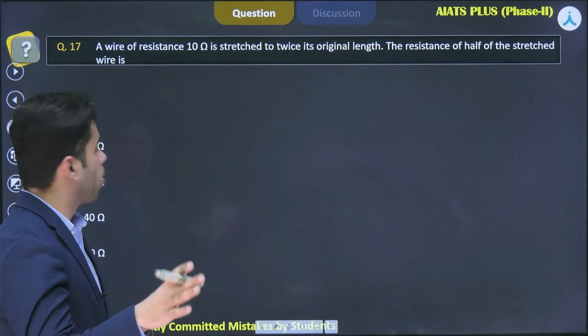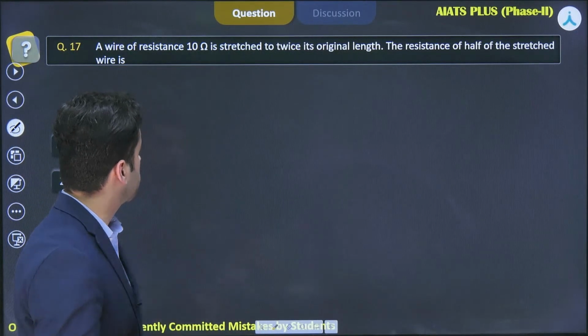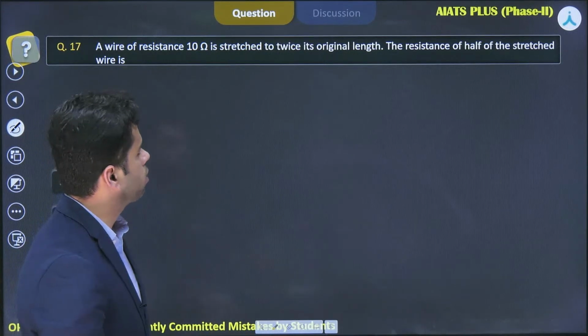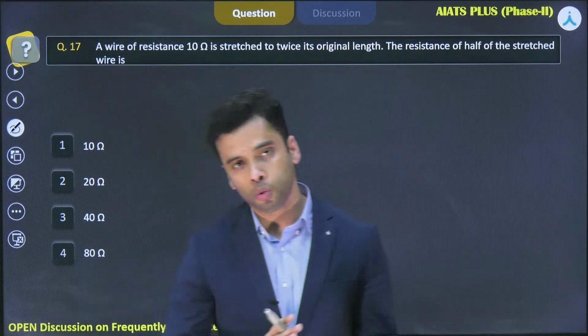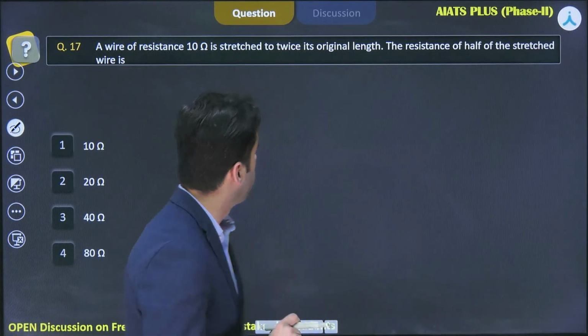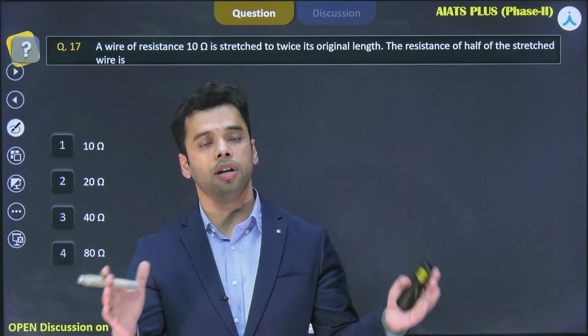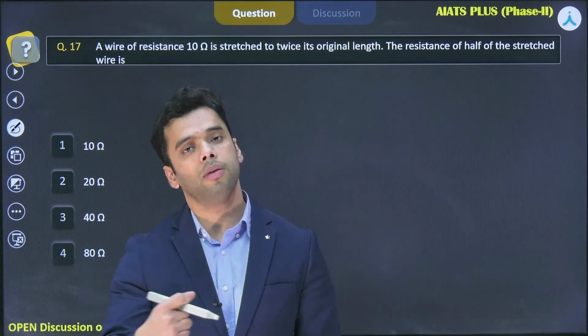And this problem was problem 17 of the original paper. It says that a wire of resistance 10 ohm is stretched to twice its original length. The resistance of half the stretched wire is. So let's break the problem into two parts. First, let us calculate what happens to the resistance of the wire when it is stretched to twice the original length.